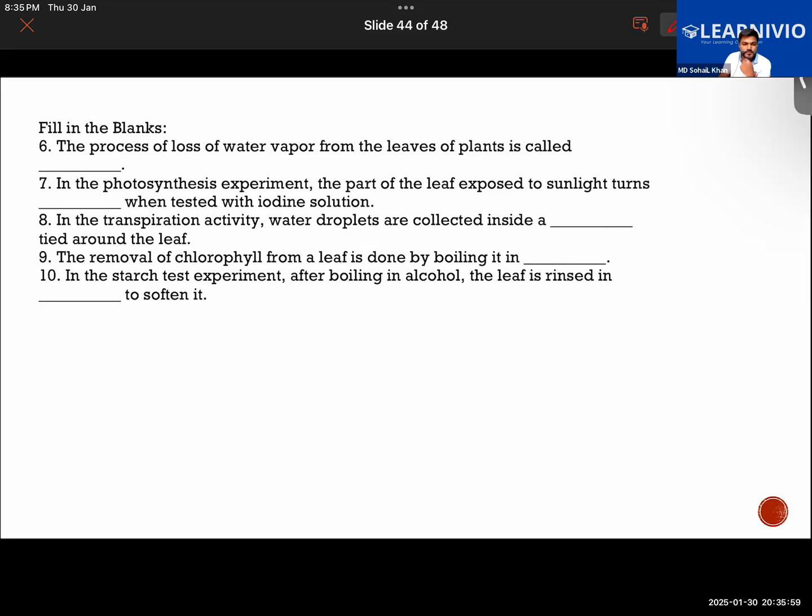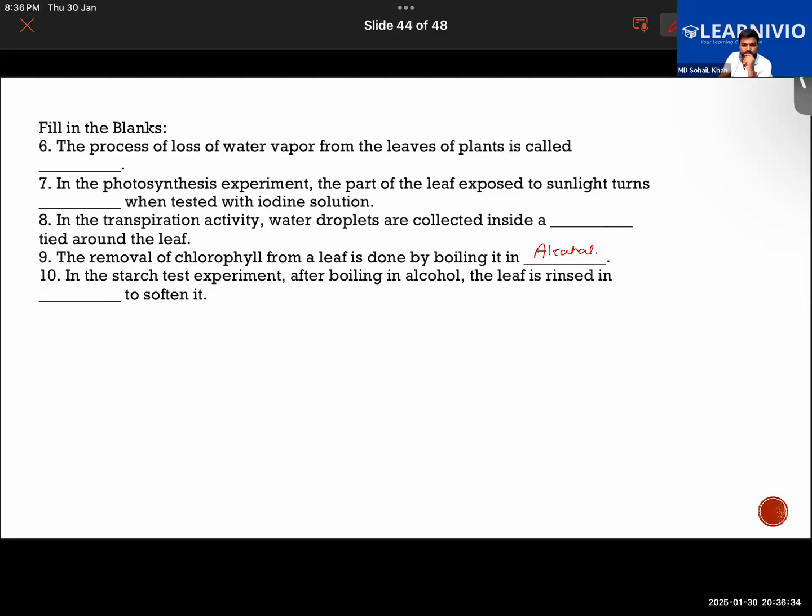In the transpiration experiment, water droplets are collected inside a plastic bag. Next. The removal of chlorophyll from a leaf is done by boiling it in... Sir, I forgot the term. What was the name of it? Ethanol. Okay, basically alcohol. Next.